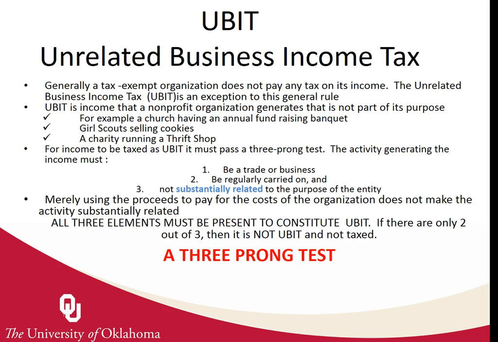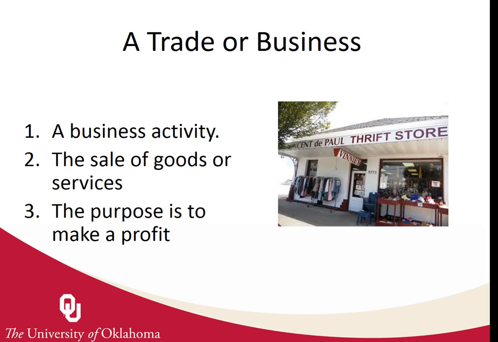Remember, all income that comes into a nonprofit must be used for the purposes of the nonprofit. So there must be some other aspect to look at for substantially related, rather than what the money is being used for. And also, all three elements must be present to constitute UBIT. If there's only two out of the three, then it is not UBIT and it is not taxed.